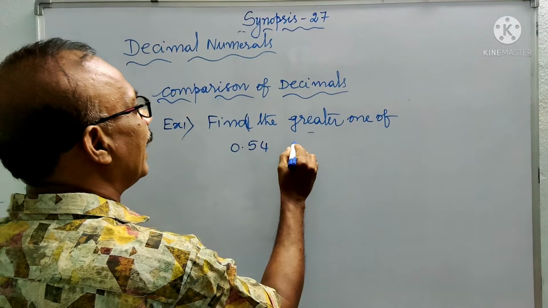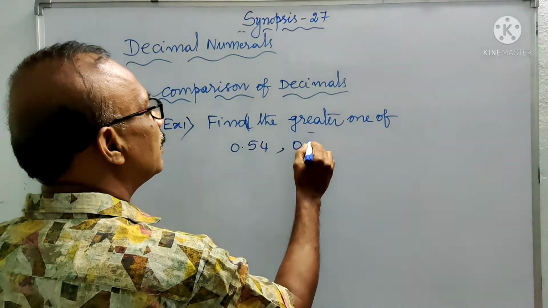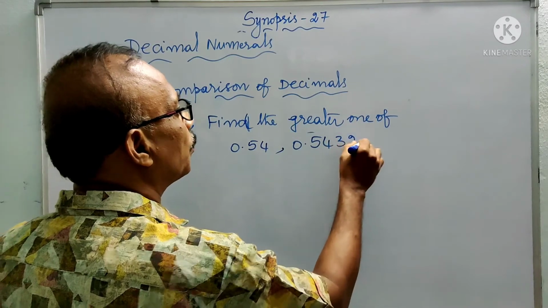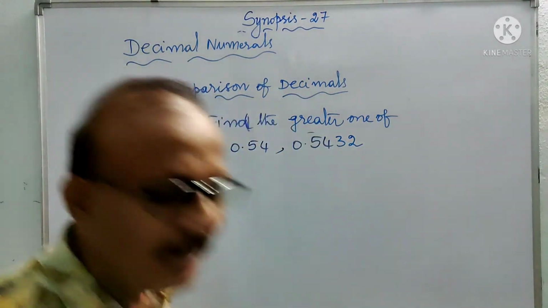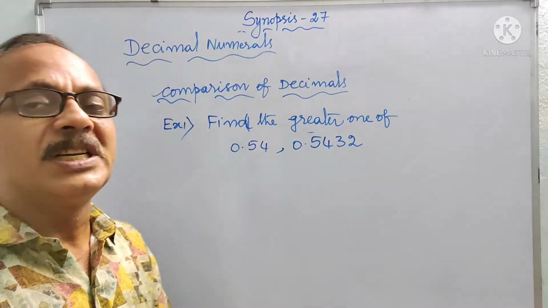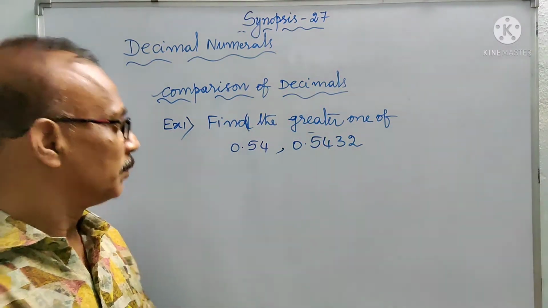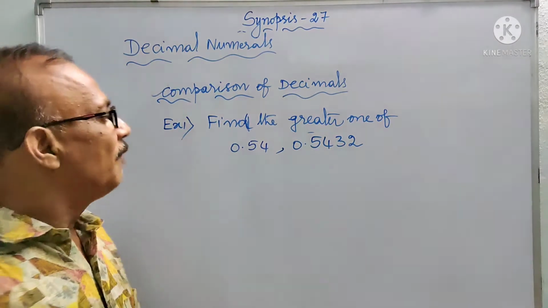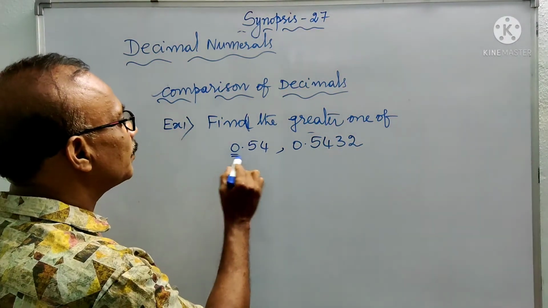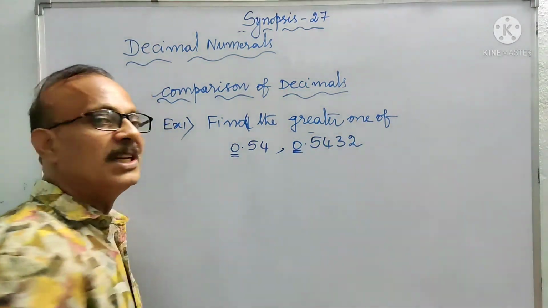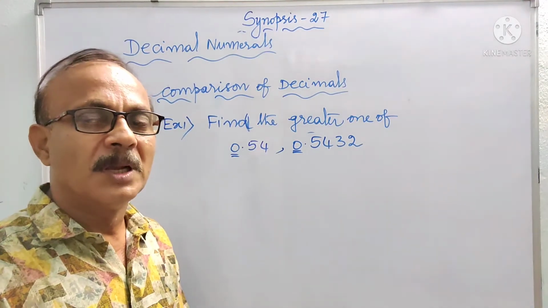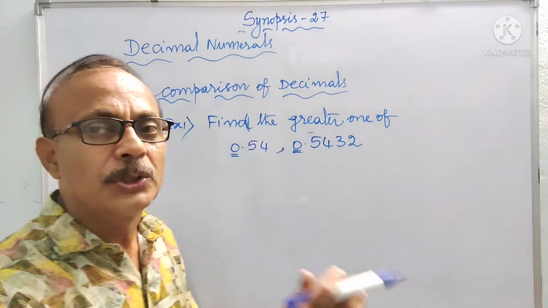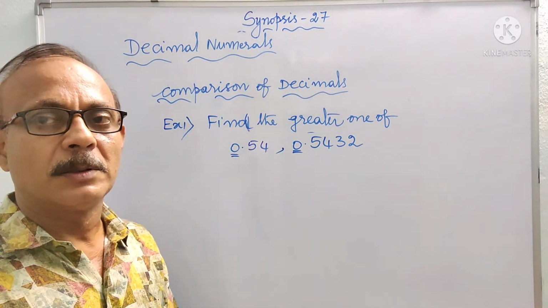0.54 and 0.5432. Now we have to decide which of these two is bigger, because we are asked to find the greater one. If you look at the whole parts, 0 and 0, the whole parts are the same. So here we can't decide which of these two is bigger using whole parts.